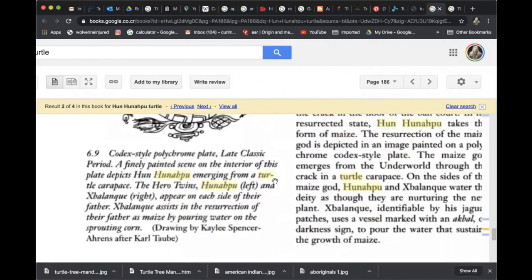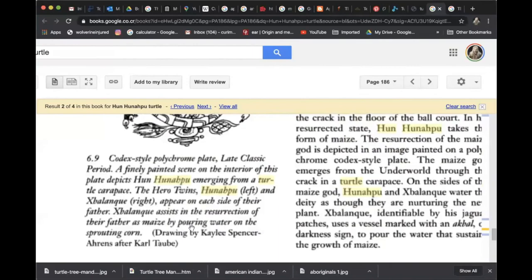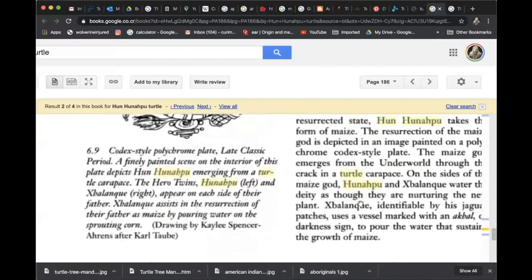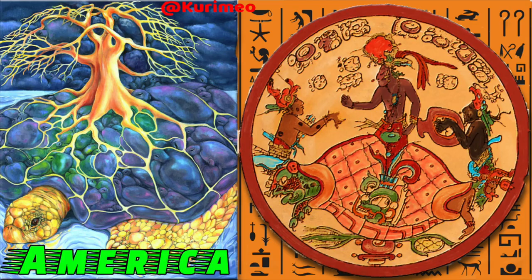The hero twins Hunahpu and Xbalanque appear on each side of their father. Xbalanque assists in the resurrection of their father as Maize god by pouring water on the sprouting corn. And over towards this side it says the Maize god emerges from the underworld through the crack in a turtle carapace. Turtle.